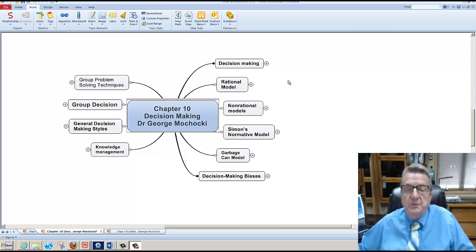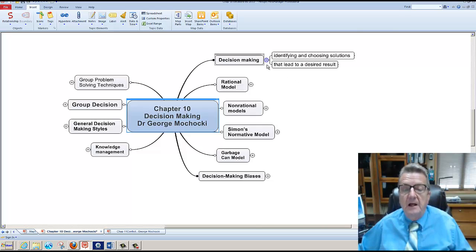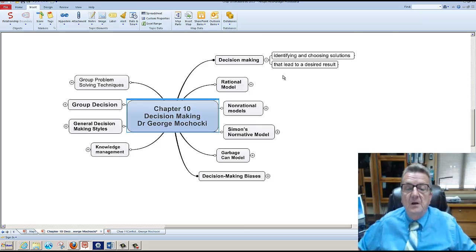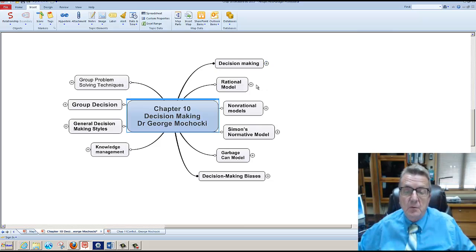Okay, so let's go to the first one, decision making. What the heck is decision making? If I click on decision making, all it is, you have different problems. You have to identify a solution to a problem. One thing you have to always remember when looking at how to make a decision, you first have to identify what the problem is, okay? So we'll finish this one. We'll go into the rational model.